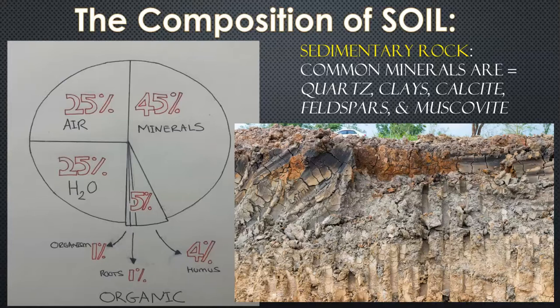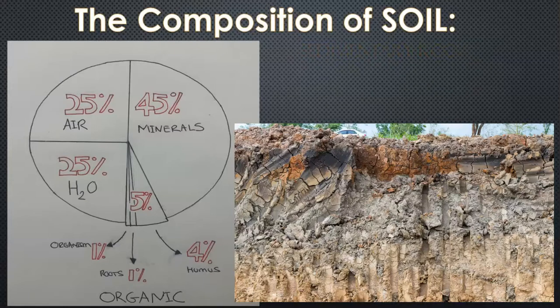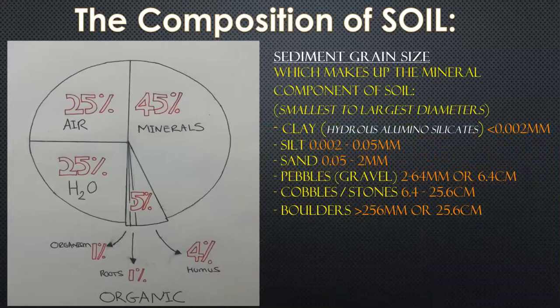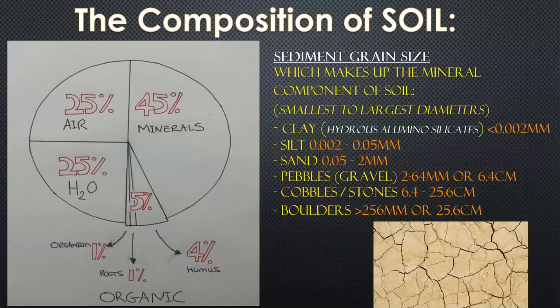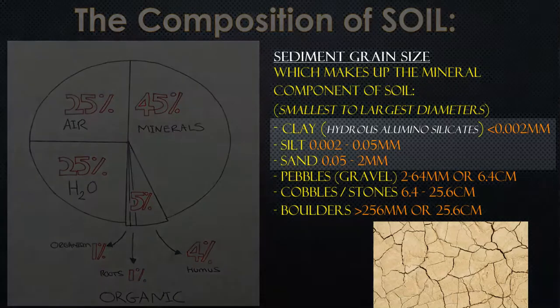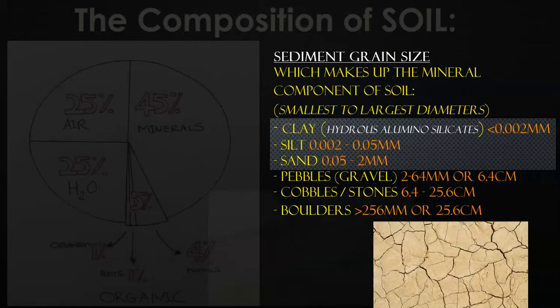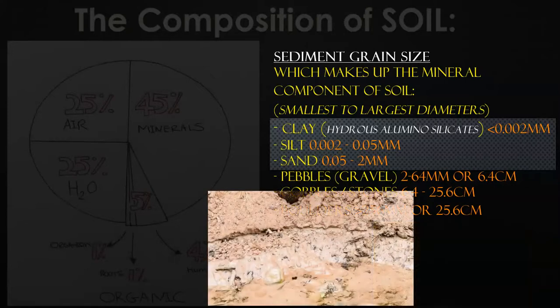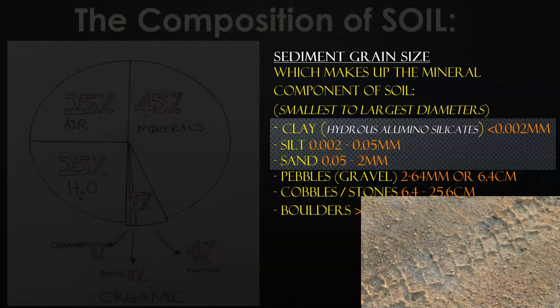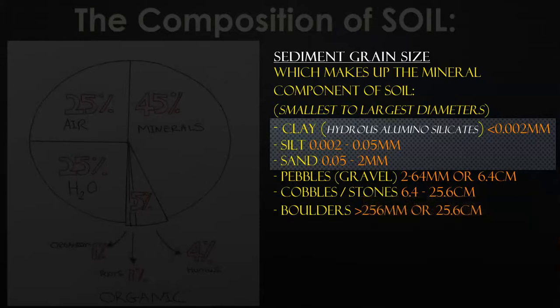So you'll have those classic sedimentary minerals that are in the rock that are now part of the soil. You have different sizes of grain size or sediment within the minerals, and the smallest one is clay, which is very, very small, tiny particles, around 0.002 millimeters in diameter. The next one is silt, again very small, but the next size up. Then sand is the largest of the small fine particles, which is 0.05 to 2 millimeters in diameter.